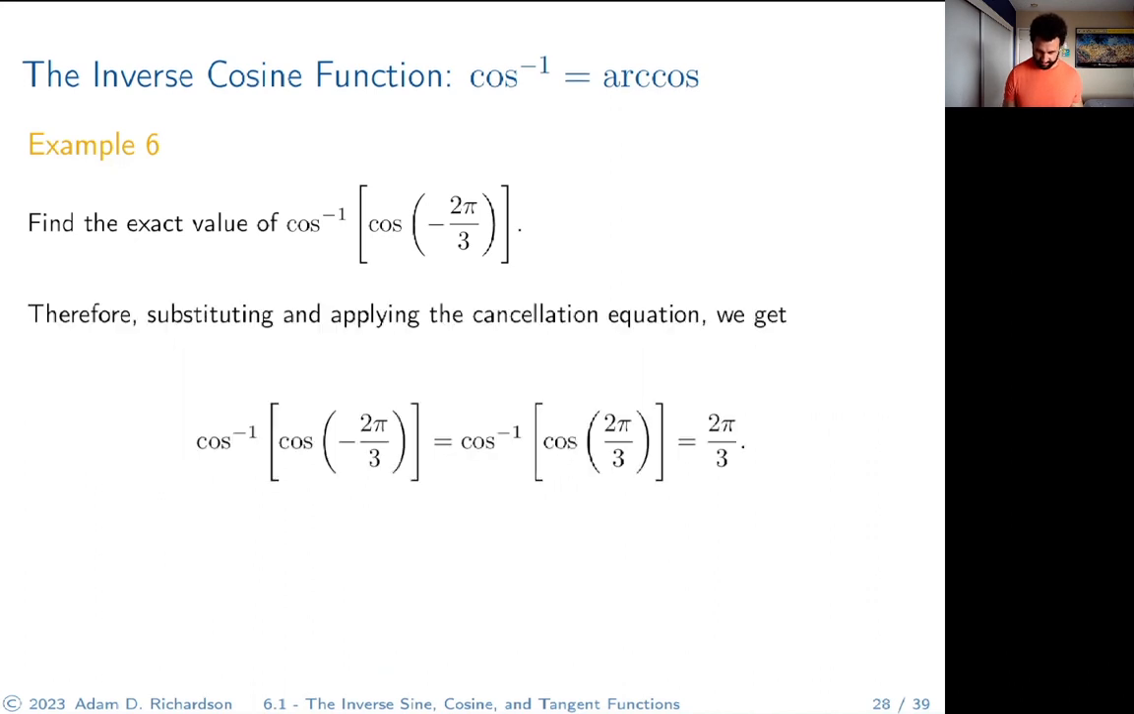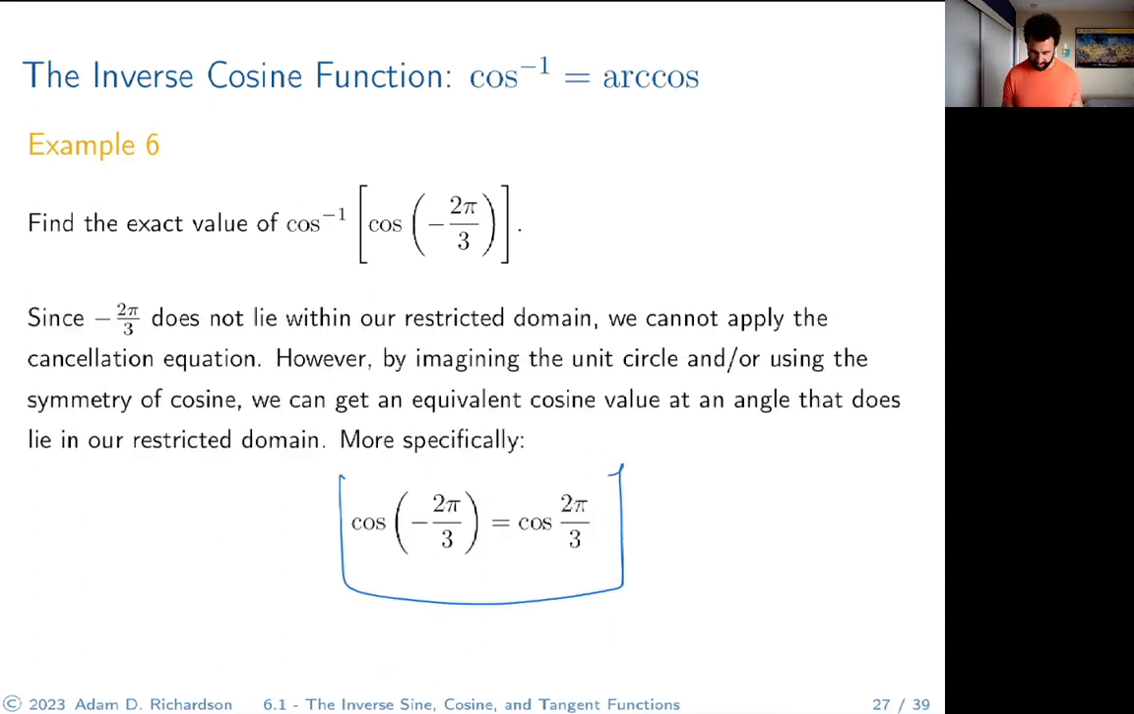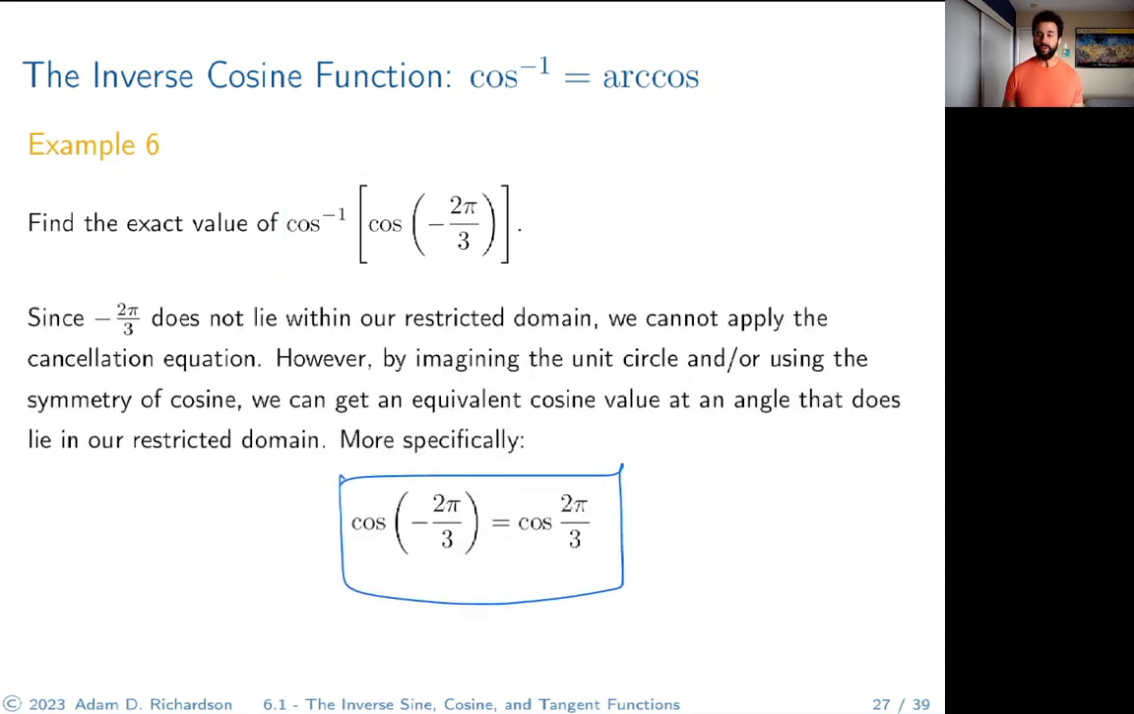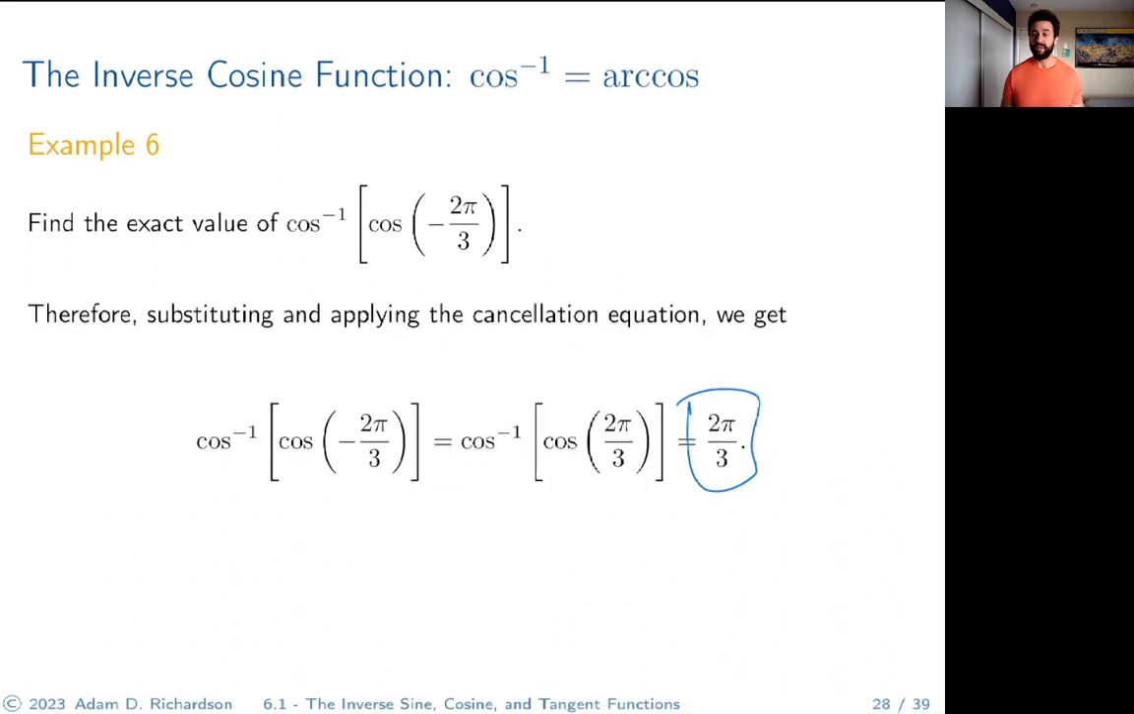Yeah, there we go. There's the final answer. Here, I'll go back for just a minute. This was essentially what we were figuring out with the unit circle picture I drew. Cosine of negative 2 pi over 3 is equal to cosine of 2 pi over 3, right? So we can essentially replace cosine of negative 2 pi over 3 with cosine of 2 pi over 3, and then we can apply the cancellation equation.